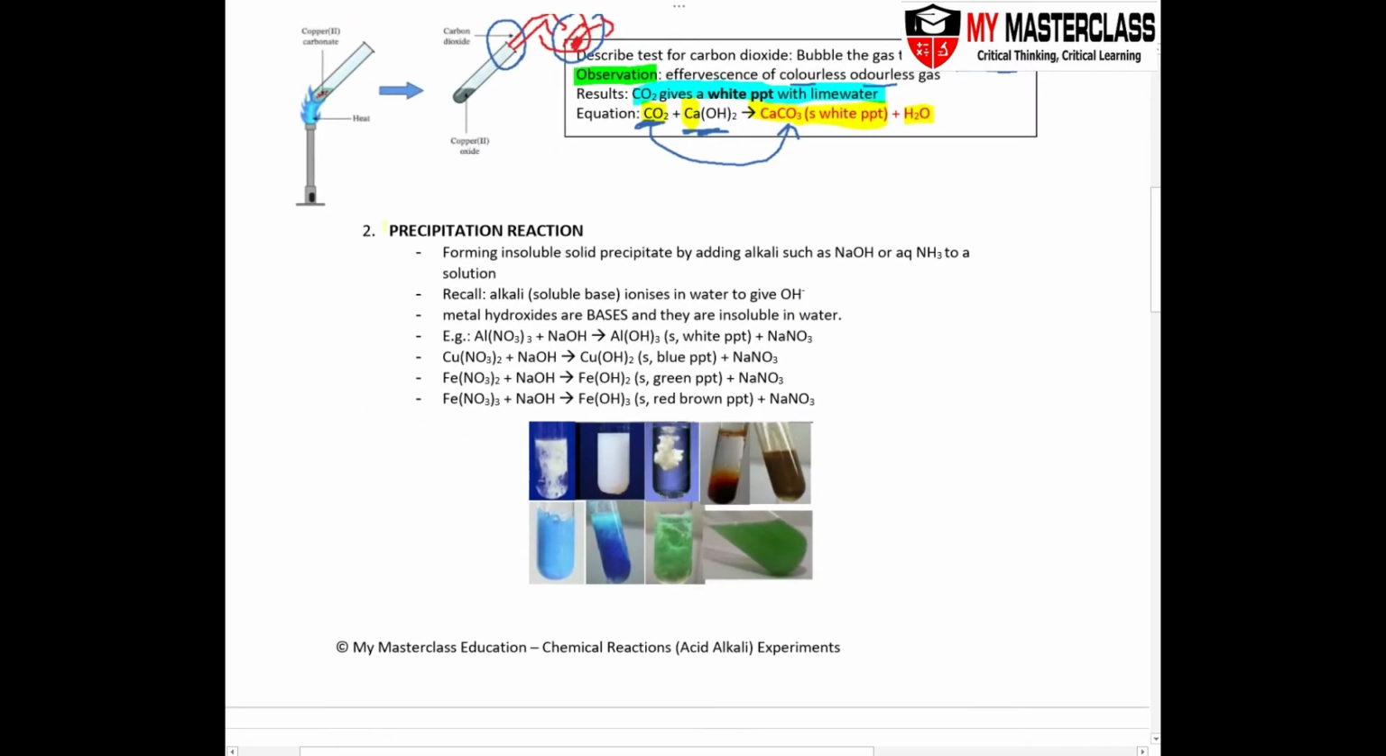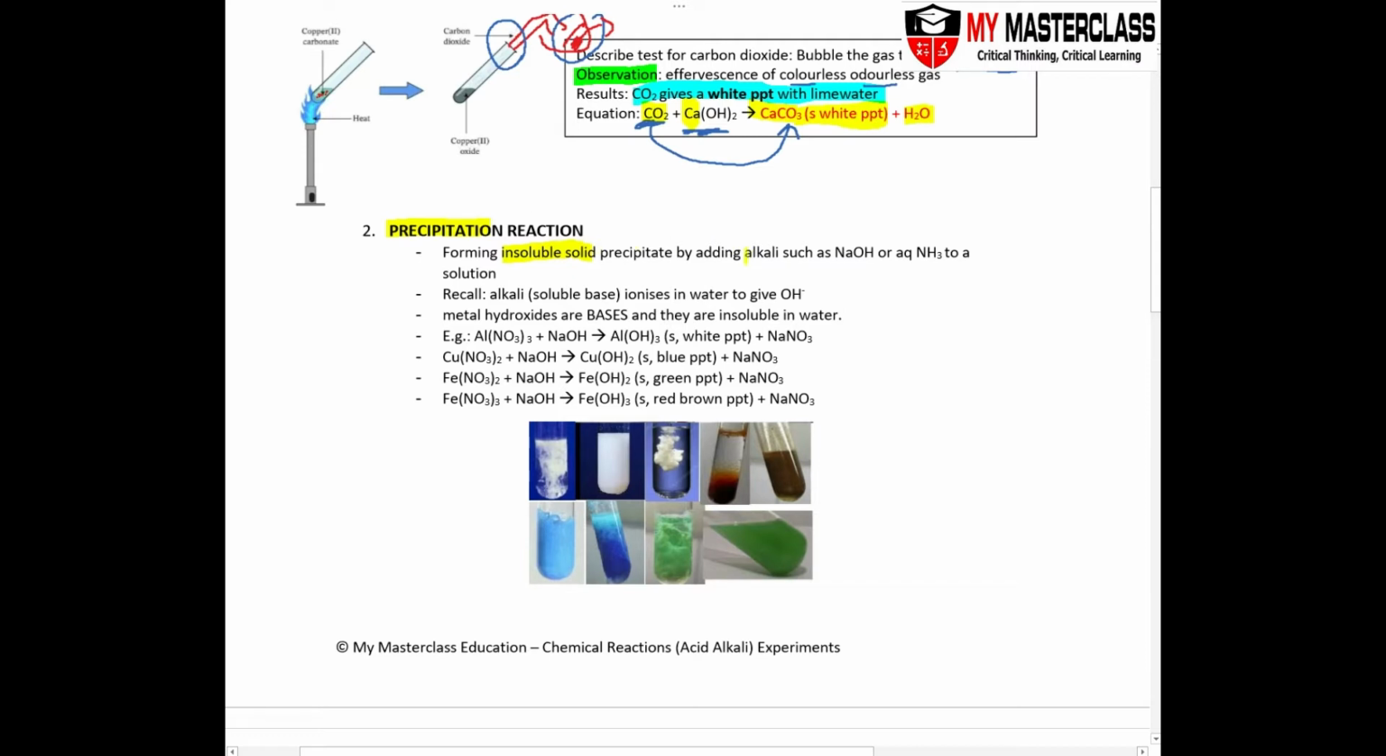Okay, another type of possible reaction we can do is your precipitation reaction in the lab. So, forming insoluble solid precipitates. Every time when we say precipitates are formed, these are solid and they are insoluble. So you know your cloudy stuff is solid, insoluble. Okay, how do we form precipitates?